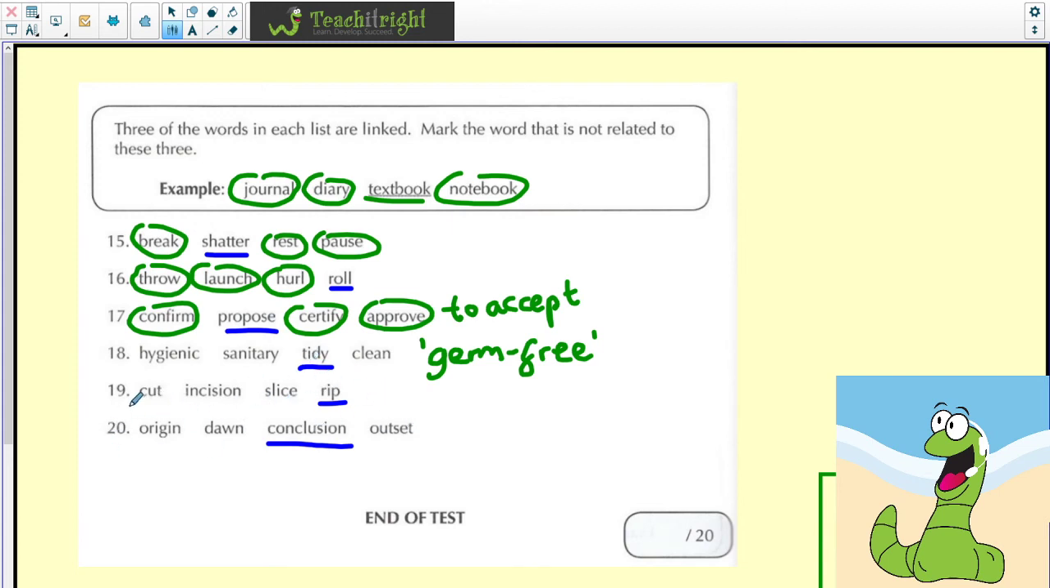Cut, incision and slice, often used with a knife to make a cut, an incision or a slice, whereas rip is the odd one out. And then origin, dawn and outset all mean beginning, and then a conclusion is the end. So beginning.